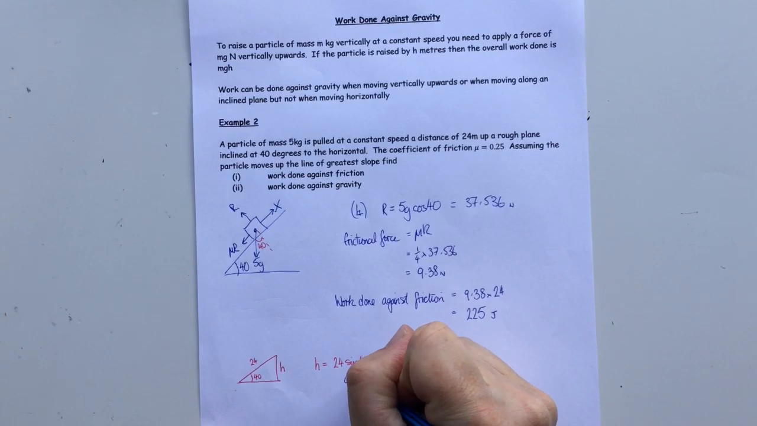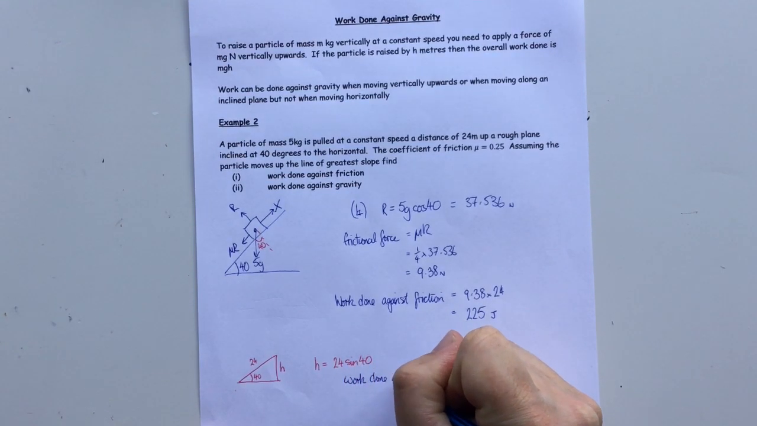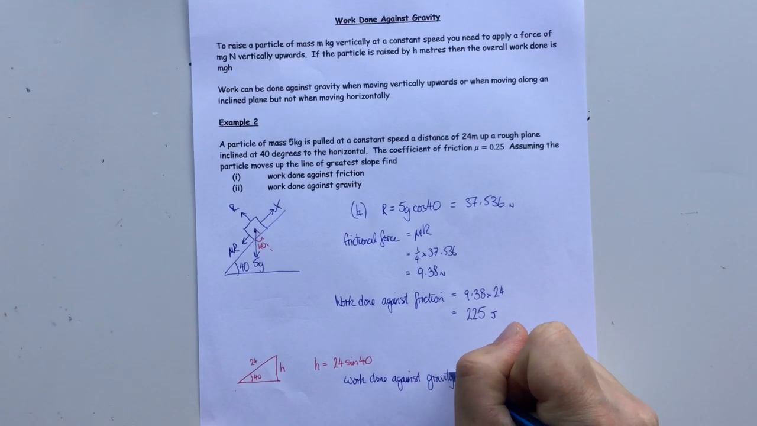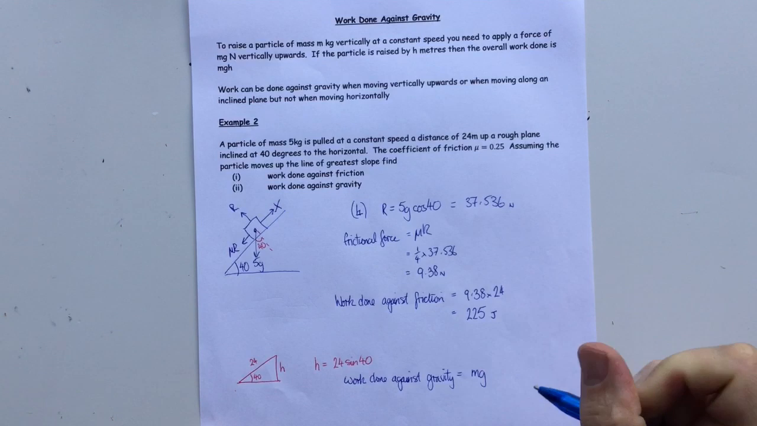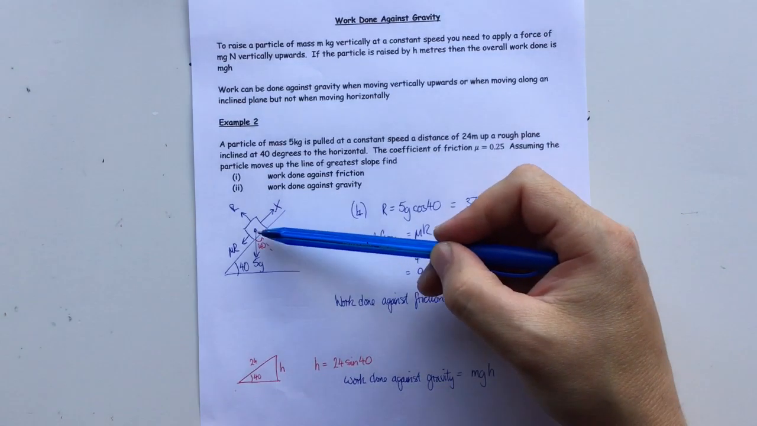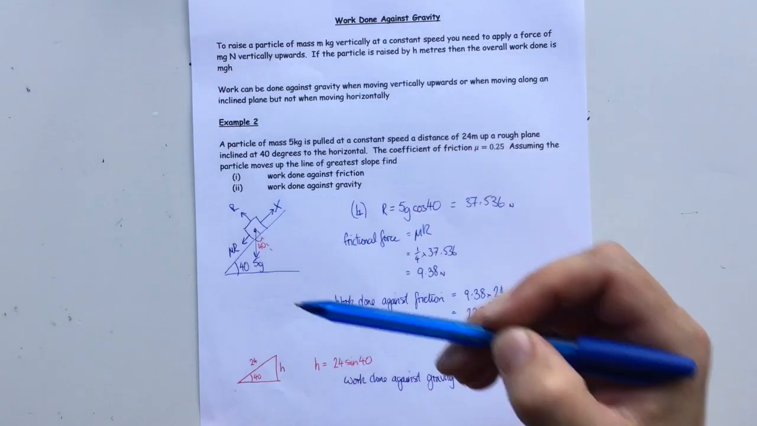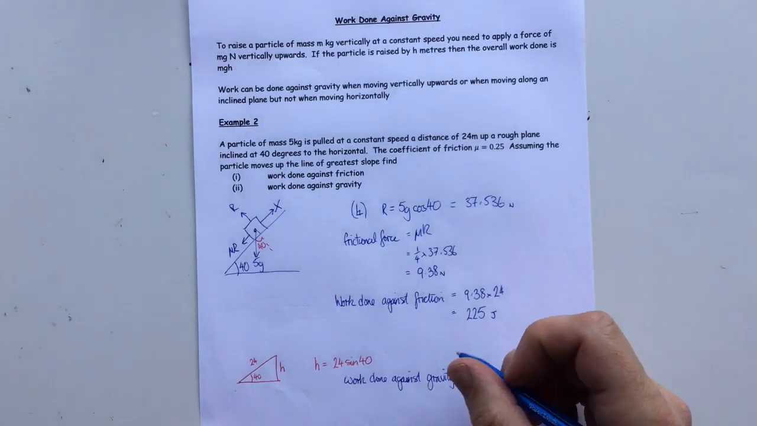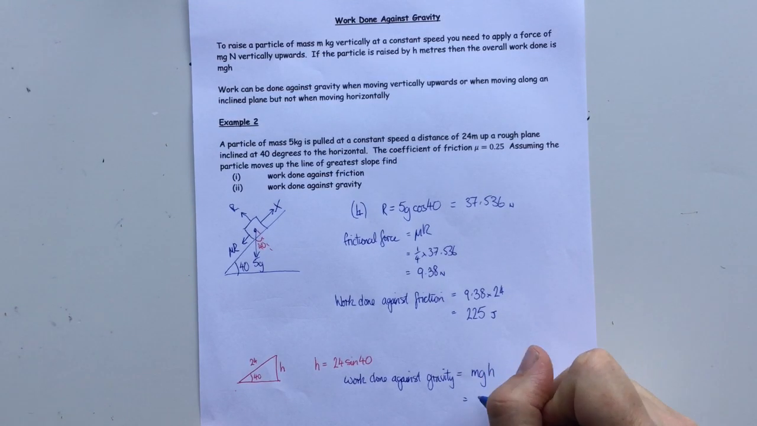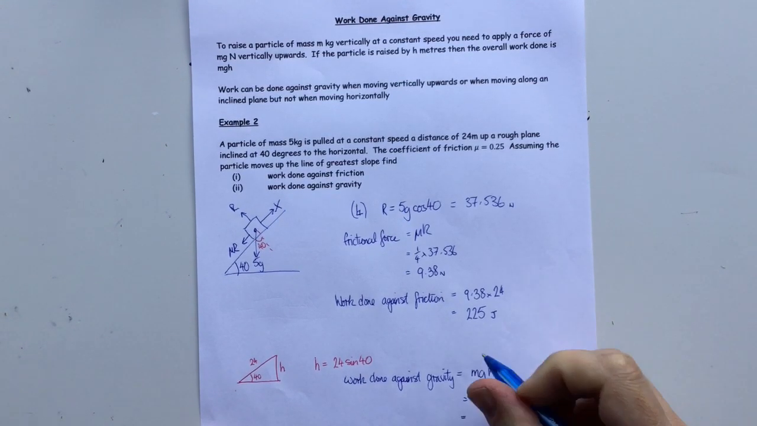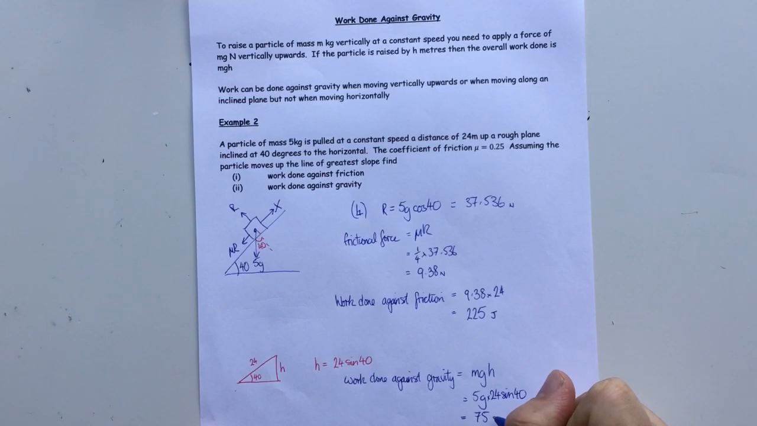So the work done against gravity is mg times h. Okay, our weight going vertically down is 5g, and then we raise it by a value of h, which in this case is 24 sine 40. So that's 5 times g times 24 sine 40. And again, when we put that in our calculator, we get 756, and it's work done, so it's joules.